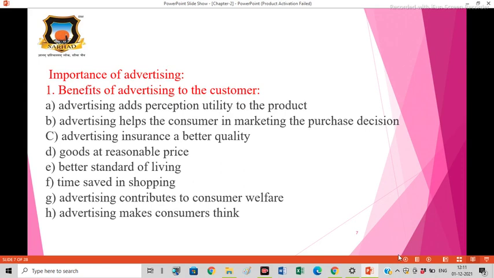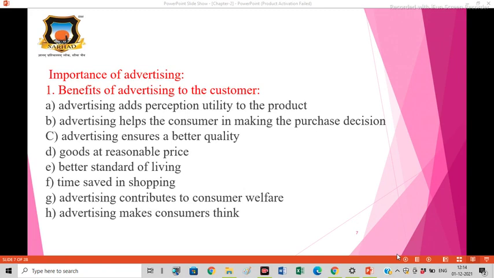Secondly, advertising helps the consumer in marketing. Advertising helps the consumer in making the purchase decision. Advertising ensures better quality for the customer. The customer can get goods at a reasonable price. Because of advertising, the customer can buy the product suitable to him.